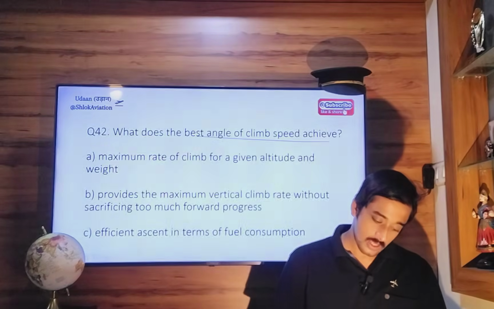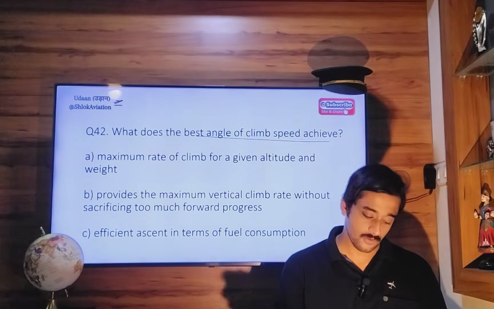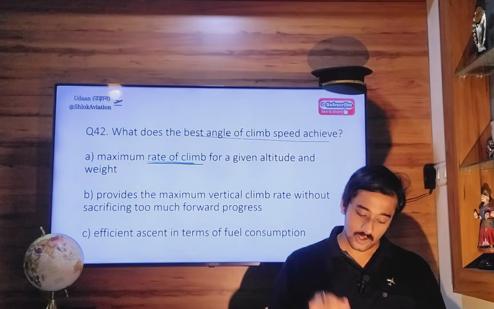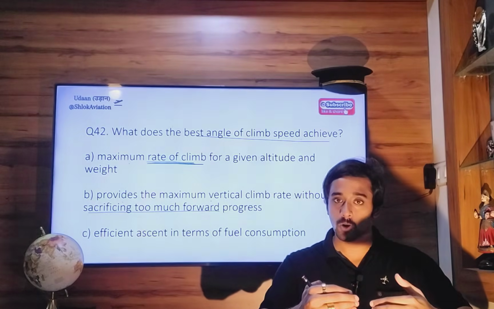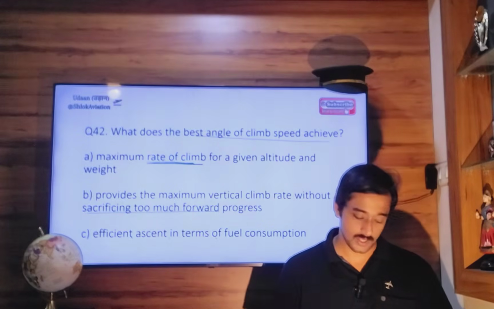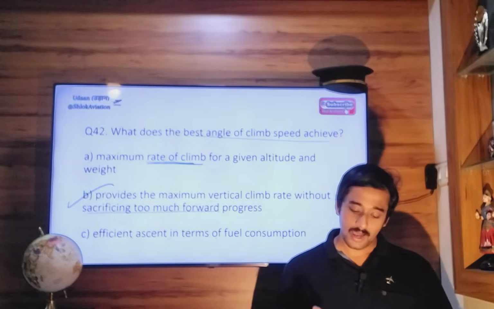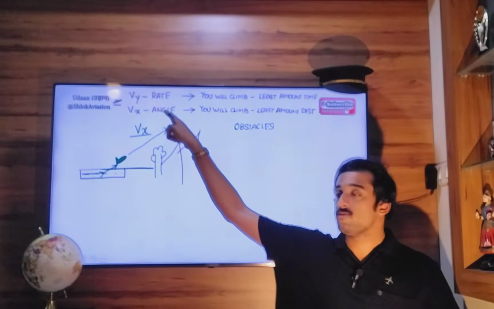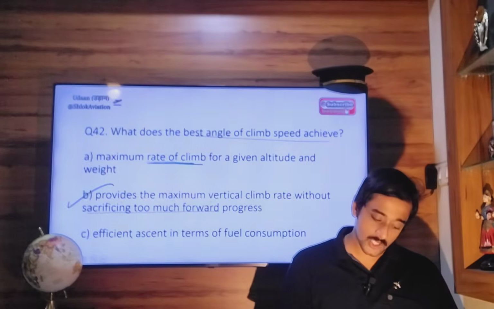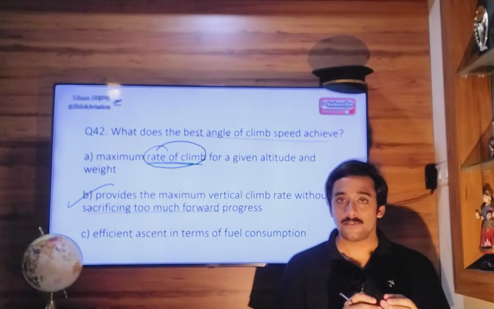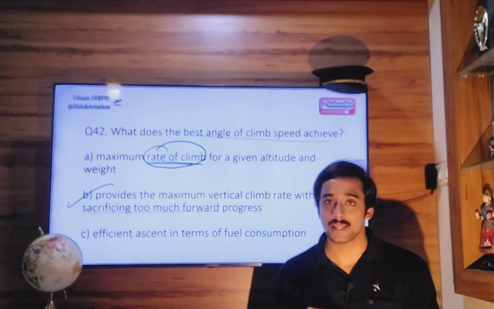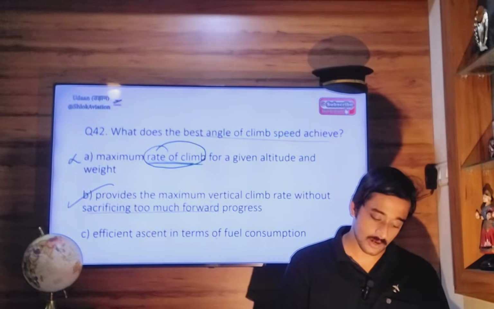Okay. So what does best angle of climb speed achieve? A: Maximum rate of climb. B: Provides maximum vertical climb without sacrificing too much forward progress, meaning forward horizontal distance. C: Efficient climb in terms of fuel consumption. So option B is the right one. Maximum vertical climb without sacrificing much of horizontal distance. Option A is wrong because they are talking about rate of climb. When we talk about rate of something, there is a time factor involved: how fast you are doing that thing. So option A will be wrong.